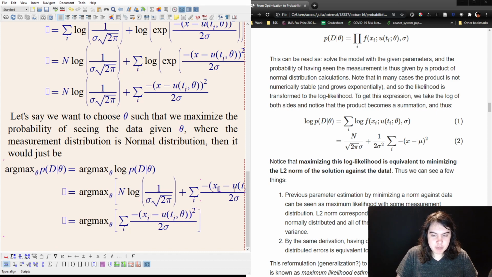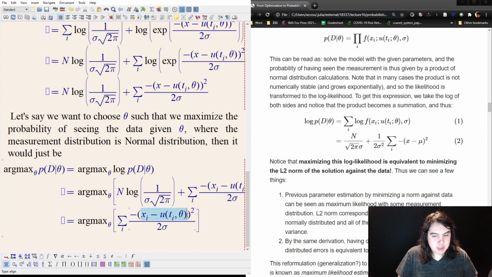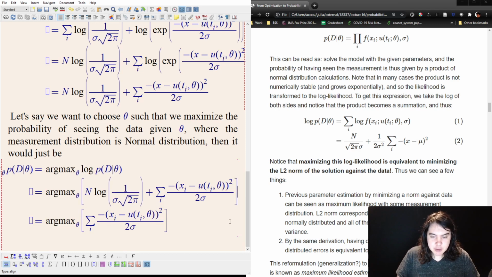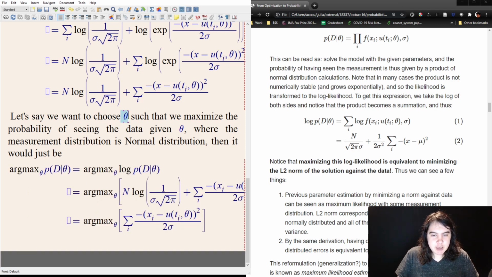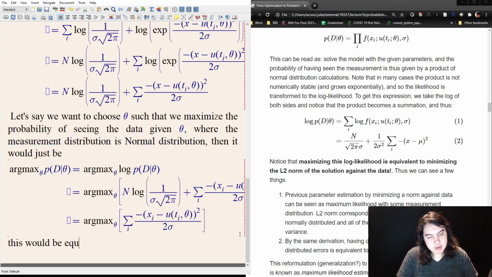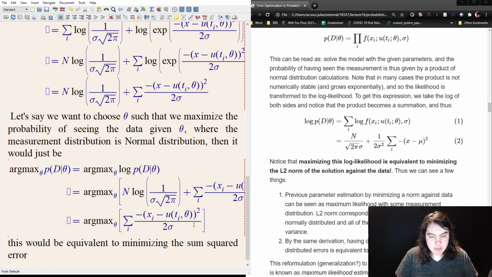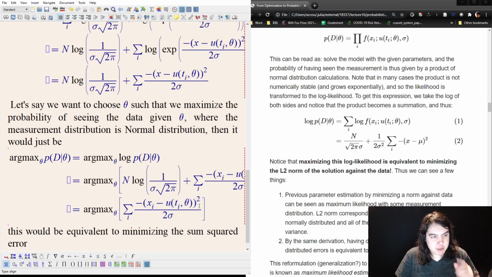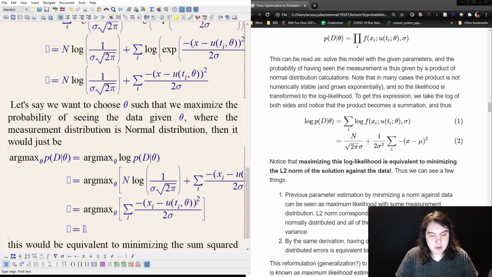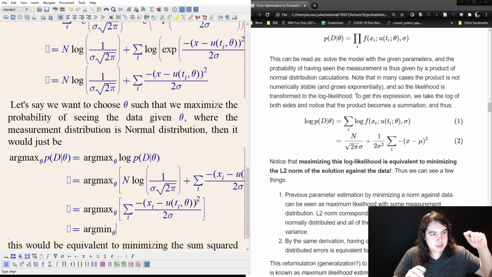Because this is the sum of the error, the squared difference between our data points and our predicted ODE outputs. So what this means is that if you want to choose theta that maximizes the probability of seeing the data given theta, where we assume the measurement noise is normally distributed, then this would be equivalent to minimizing the sum squared error, right? Because we want to maximize the negative of the sum squared error, which is the same as minimizing it. If you maximize f, then it's the same as minimizing minus f, right?